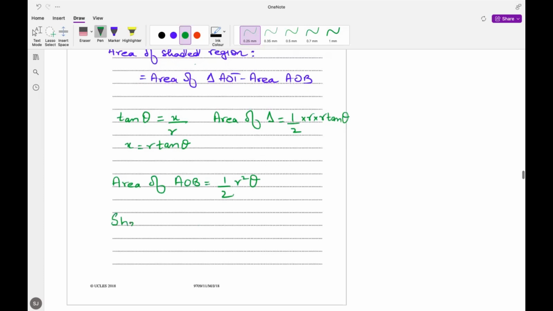Finally, the shaded region will be the difference of the two areas. So the area of the shaded region will be equal to half r squared tan theta minus half r squared theta.